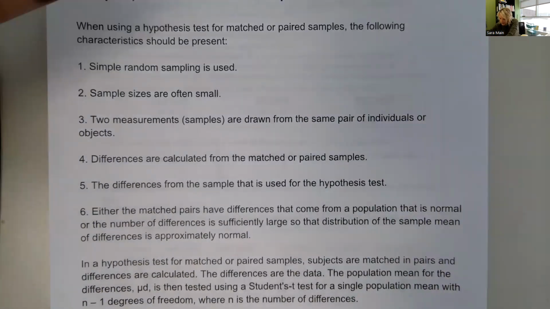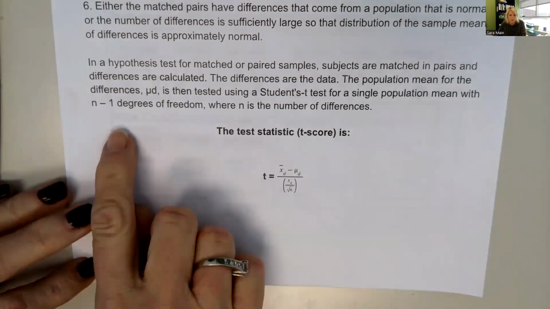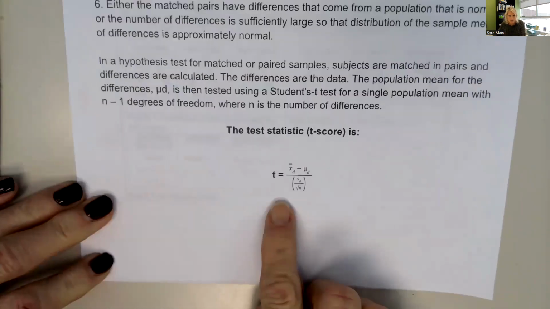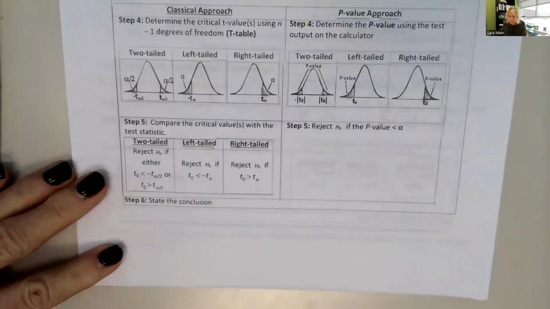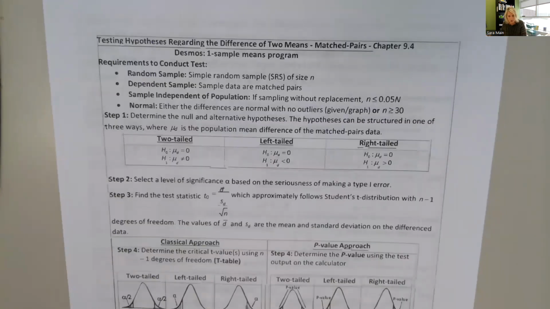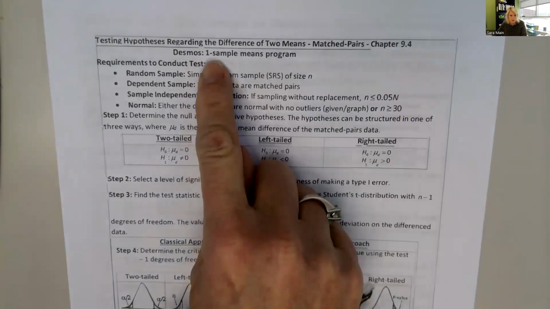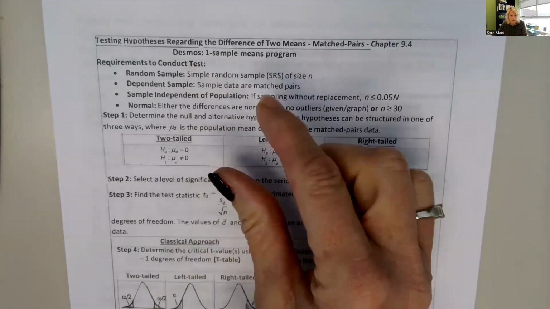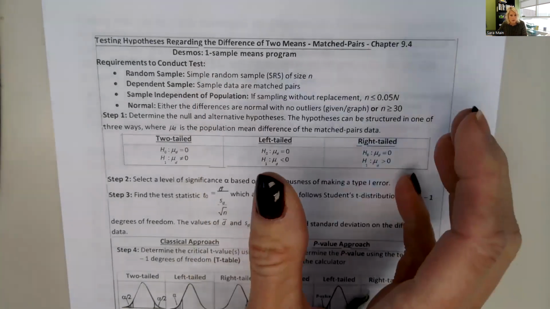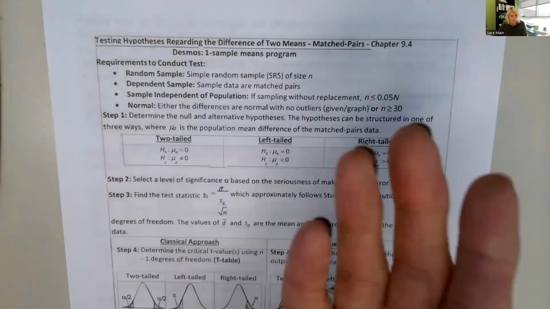And then because it's a t-test, we are going to have degrees of freedom of n-1, and then this is going to be our test statistic. This is in your formula packet for matched pairs under 9.4. And this is the Desmos program that we're going to be using. We're going to be using a one sample because after we take the differences, we're going to be calculating a hypothesis test for just one sample.